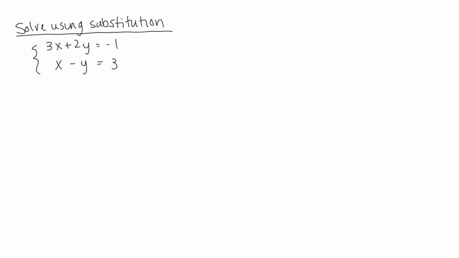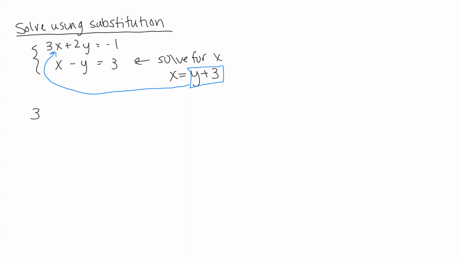I'm going to solve this second equation for x. So to do that, I add y to both sides, and I get x equals y plus 3. I'm going to take this value for x. I'm going to plug it into the other equation for x. Okay? So the first equation is 3x, but x we now have is y plus 3. And then the rest of the first equation is plus 2y equals negative 1.